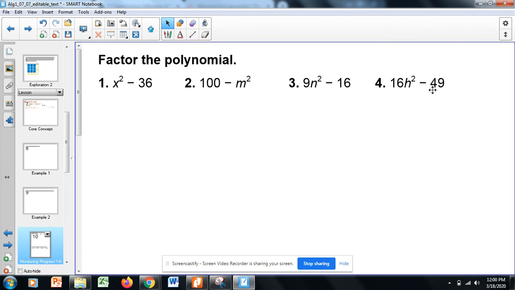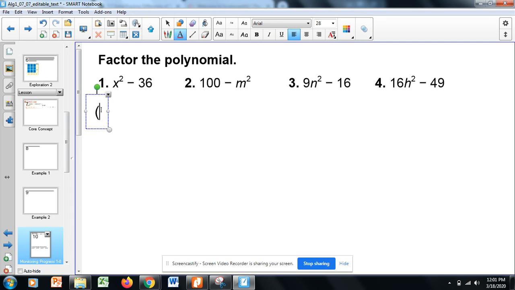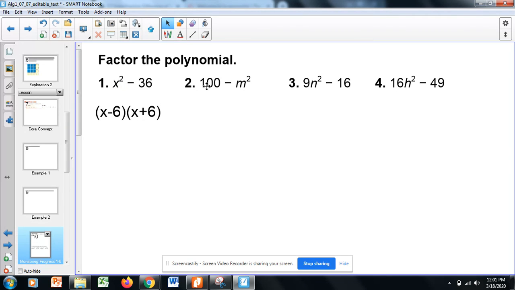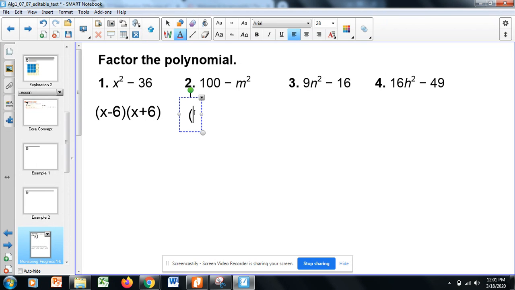Now, let's look at some more examples. First one is x squared minus 36. So when you write down your factors, the answer could be written as x minus 6 times x plus 6. However, in number 2, since the constant came first before the variable being squared, when you write down your factors, you may write this as 10 minus m times the quantity 10 plus m.